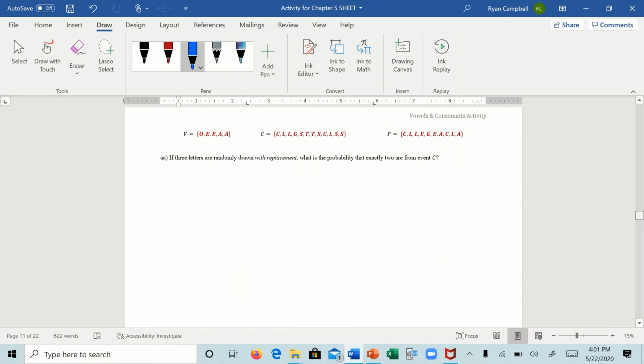All right. So three letters with replacement. What if exactly 2 of them are from C? All right. So if 2 of them are from C out of 3 letters, we've got to list out all the outcomes. So we have the first 2 could be from C. The first and last one could be from C. Or the last 2 could be from C.